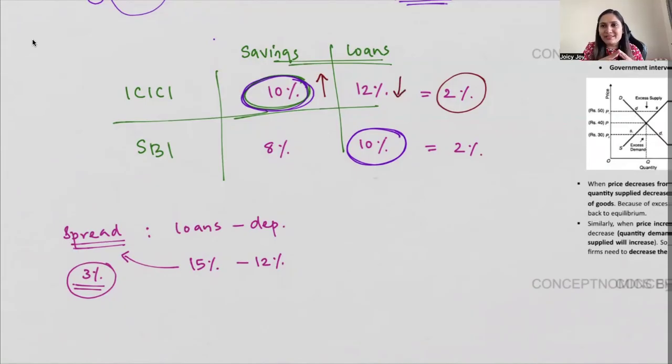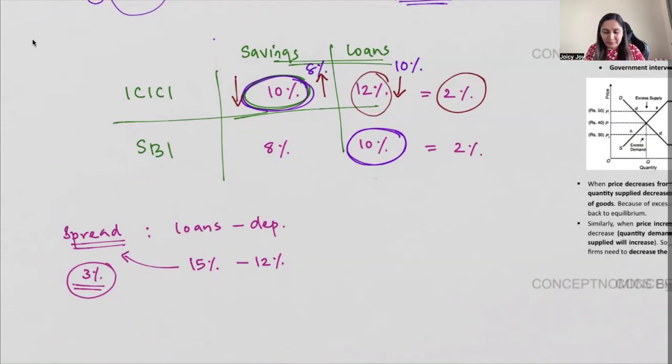Suppose they have reduced the interest rate to 10%. They cannot accept deposits at 10% and give away the loans at 10%. Then they will have no spread. So what will they do? Simultaneously, they will also reduce the interest rate on deposits or savings. So they will reduce the interest rate on loans, and at the same time, they will also reduce the interest rate on savings. Let us assume that they have reduced the interest rate to 10% here and 8% here.